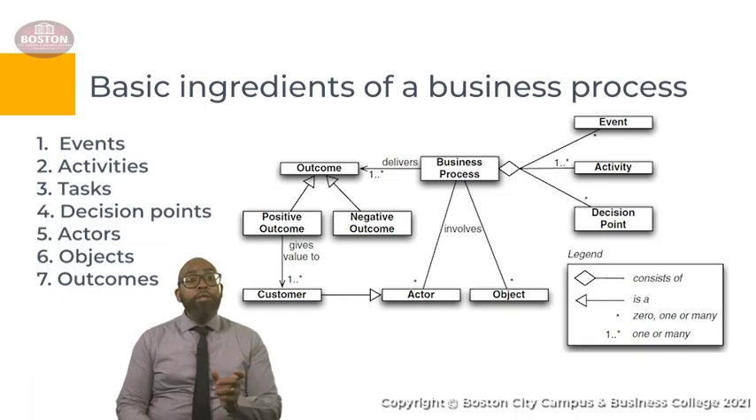So, a business process then delivers an outcome. And outcomes from a process, as we've seen before, can either be positive or negative outcomes. Positive outcomes are those outcomes that give value to the customer, who is in essence an actor. Now, all these different ingredients are depicted in the diagram which is shown here. I urge you to read through the university admission process and see if you can identify all of these different key ingredients.